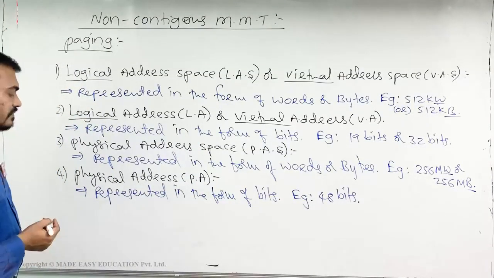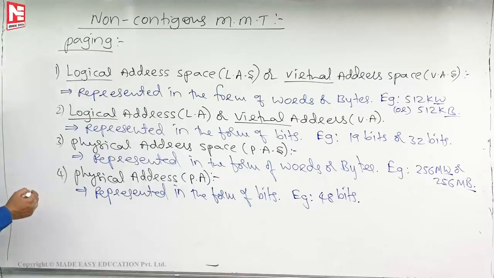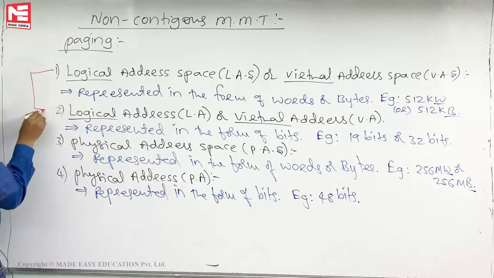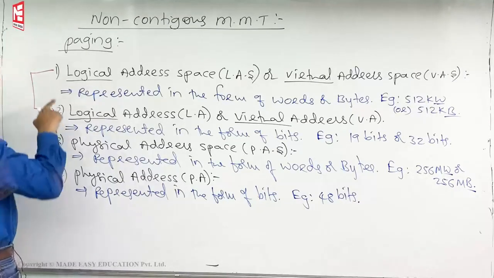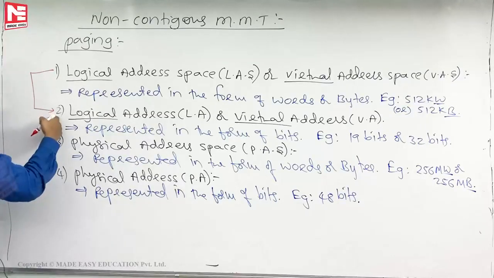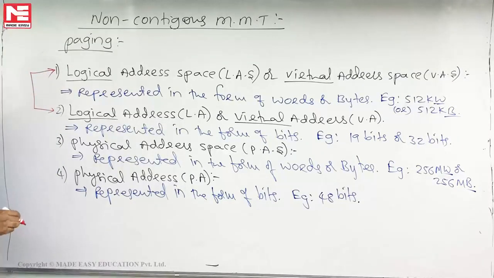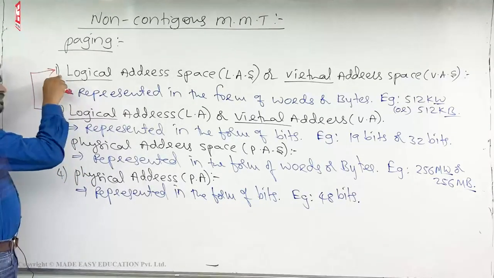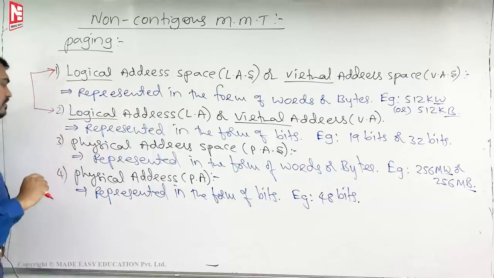Okay, right. So next is the important point. Just listen here. Next point, suno अच्छे से. If the logical address is given, you can find out the logical address space. And if the logical address space is given, you can find out the logical address. If this is given, you can find out this. If this is given, you can find out this.